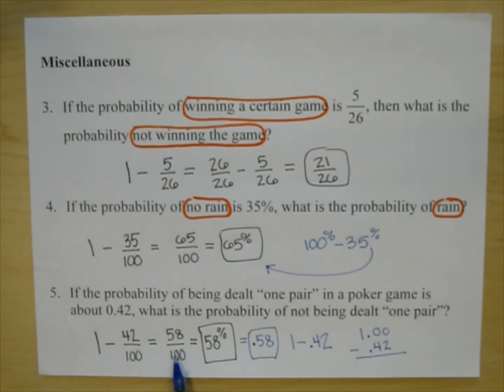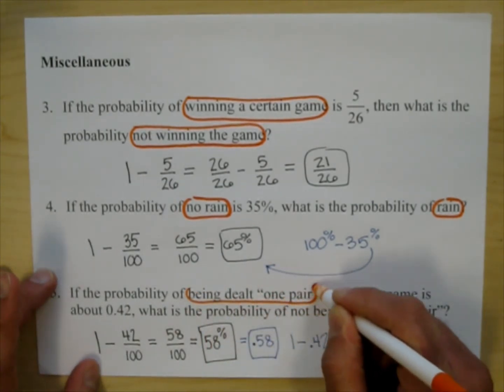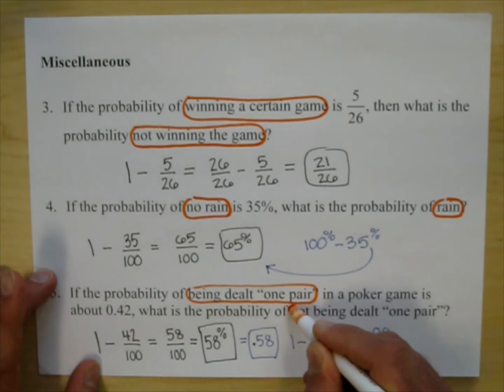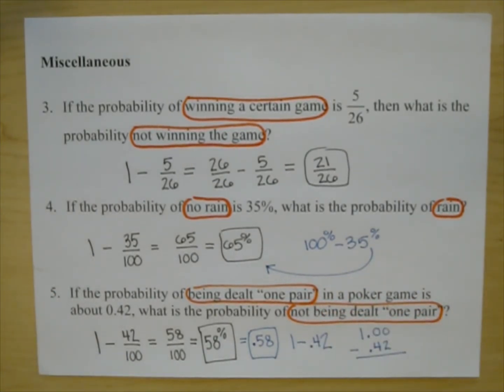But do you see that all three of these problems were given a probability and were asked for the complementary probability? So look, this is being, I didn't circle this in red, being dealt a one pair, and then this is not being dealt a one pair. So those are complementary events.